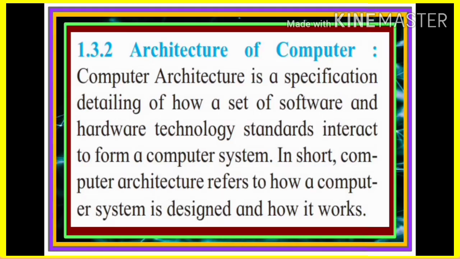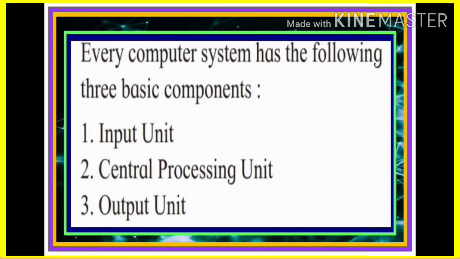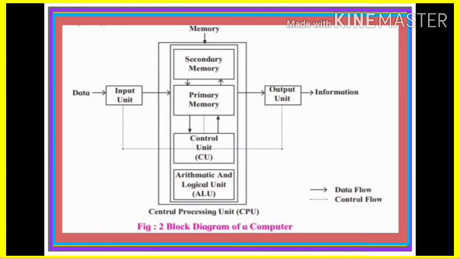In our next part, we will discuss the architecture of computer, 3 basic components of computer system, that is input unit, central processing unit, and output unit. We will discuss all these units of computer by using the block diagram of a computer.